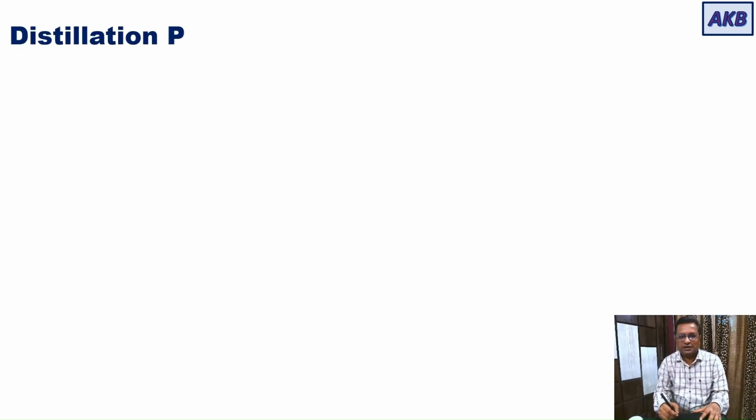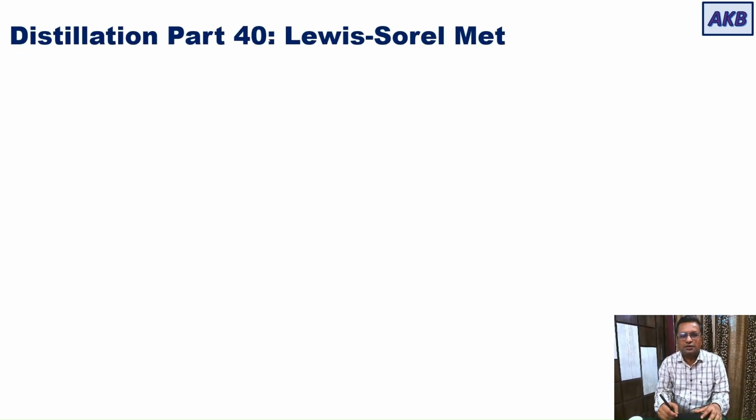Today will be the 40th part of my discussion on distillation, and I'll be talking about one more method that is used to find the number of ideal stages in a fractionating column. The method is the Lewis-Sorel method.